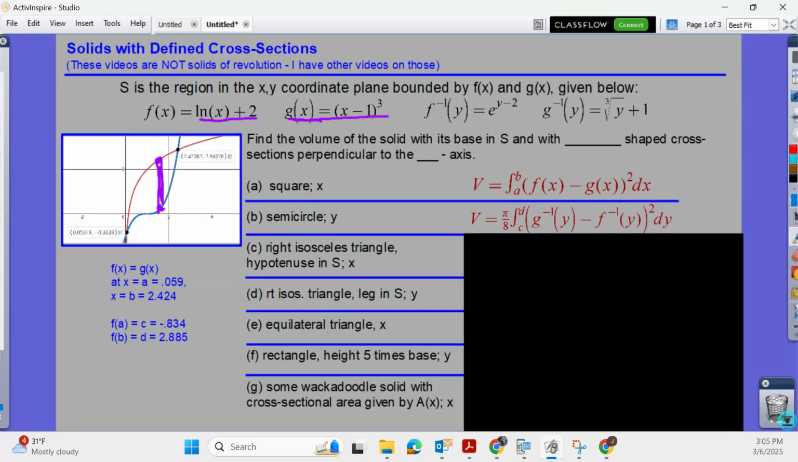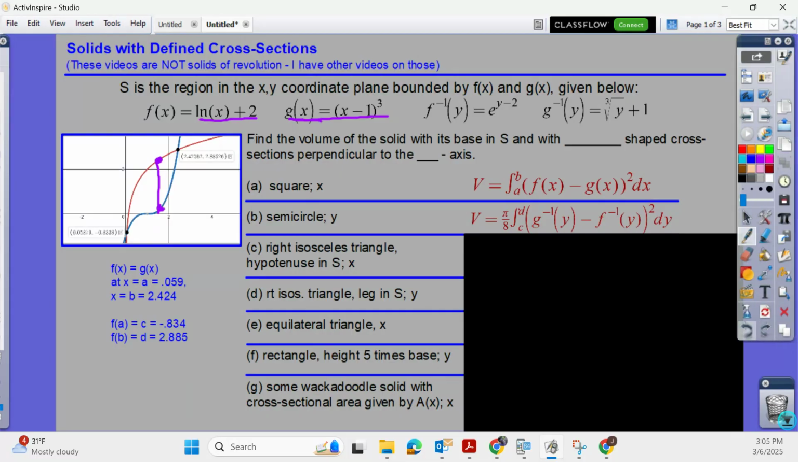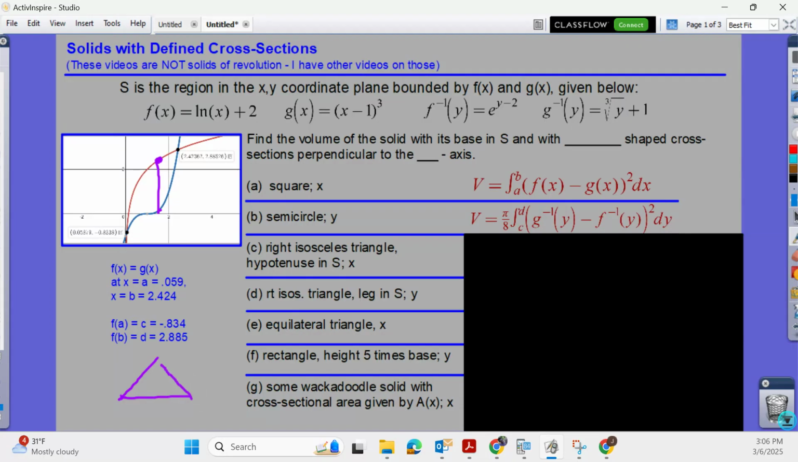All right, so then the question is, what is that area? Our catchphrase for this type of solid is integrate the cross-sectional area. So what I need to know is, when I draw one of those right isosceles triangles, what is its area? There's the f minus g, right? That distance is this distance. And I just want to know the area of this figure.